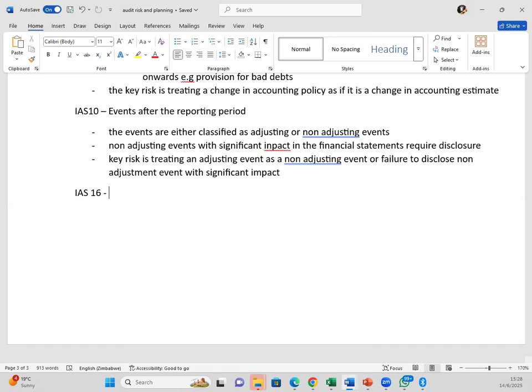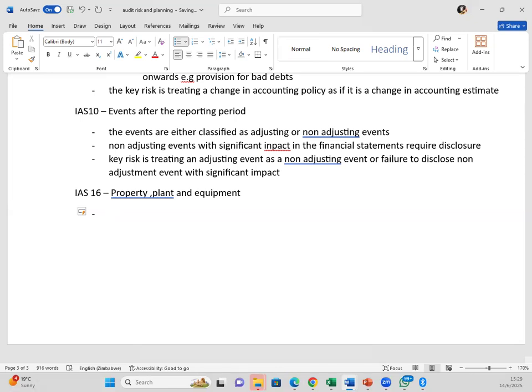All right, it's fine. IAS 16. IAS 16 is accounting for property, plant, and equipment. So which are the key issues to watch out for?